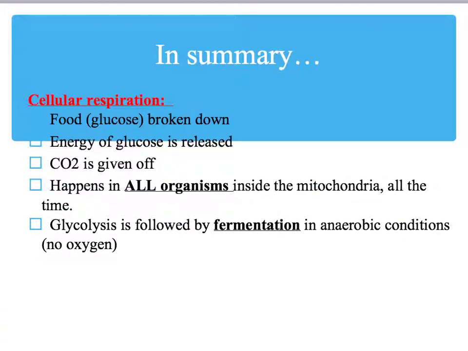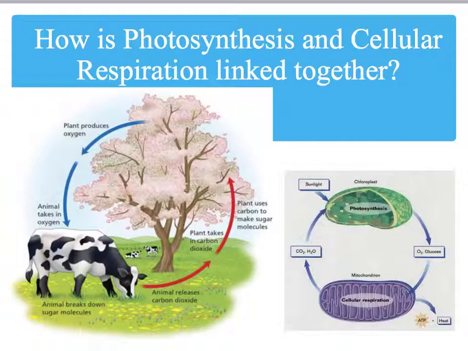So to summarize, cell respiration is food broken down to release energy. As a byproduct, carbon dioxide is given off. This happens in all organisms inside their mitochondria all the time. Glycolysis is followed by fermentation if oxygen is not present in the environment. An important part of this lesson is to realize that photosynthesis and cell respiration are linked together. The products of one are the reactants of the other one.